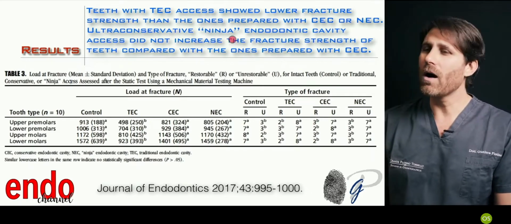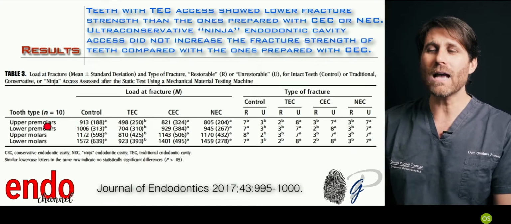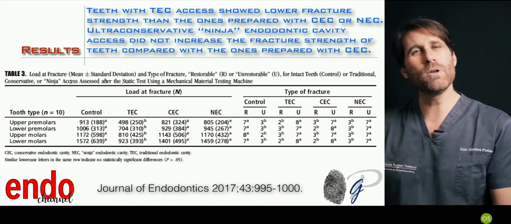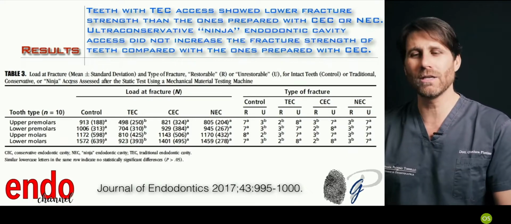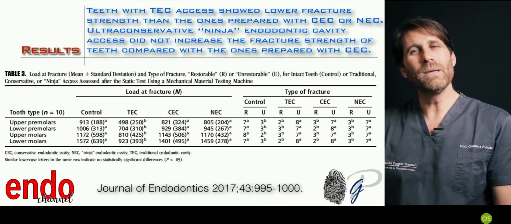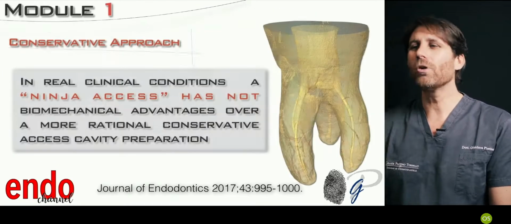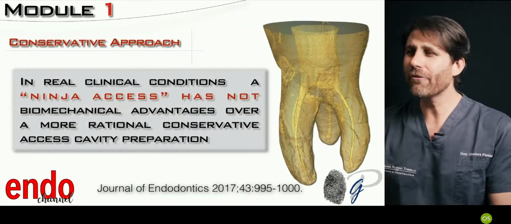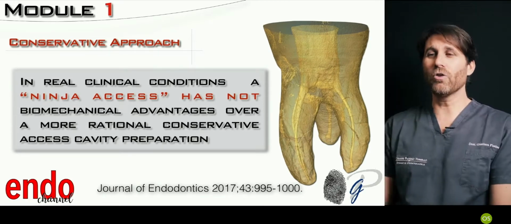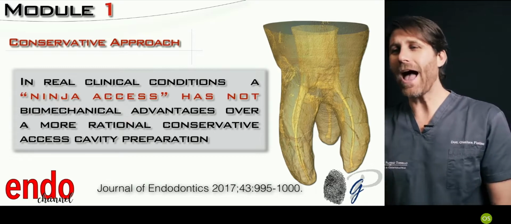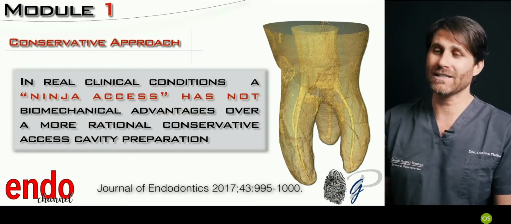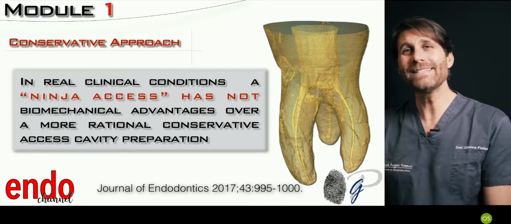This happens in all teeth: posterior teeth, premolars, upper and lower, molars, upper and lower. So in all posterior teeth, we don't need to be ultra-conservative because the fracture strength is not changing. Just stay in the middle, be conservative, and you are able to maintain as much tooth structure as needed for the tooth to be really strong against fracture. So in real clinical conditions, a Ninja access has no biomechanical advantage over a more rational conservative access cavity preparation. This is the message that I want to give you.